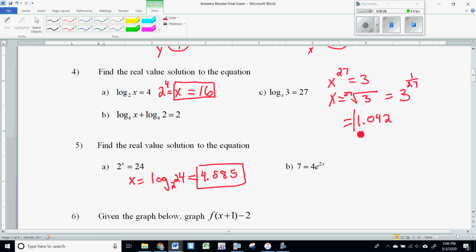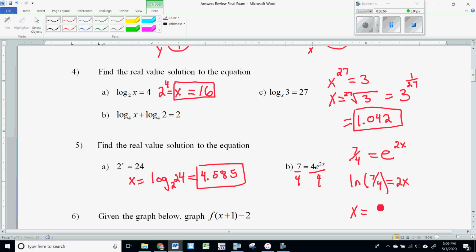If we have 7 equals 4e to the 2x, the first thing we need to do is divide by 4. So in order to write an exponential into logarithmic form, you have to have just the exponential on one side. Now, it's e, so that's going to be natural log. So this gives me natural log of 7/4 equals 2x. So if I want to solve for x, this would be just natural log of 7/4 divided by 2. And we could leave it like that, or we could throw that into a calculator to simplify.